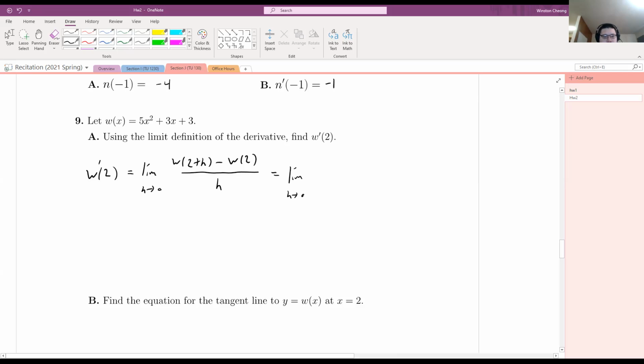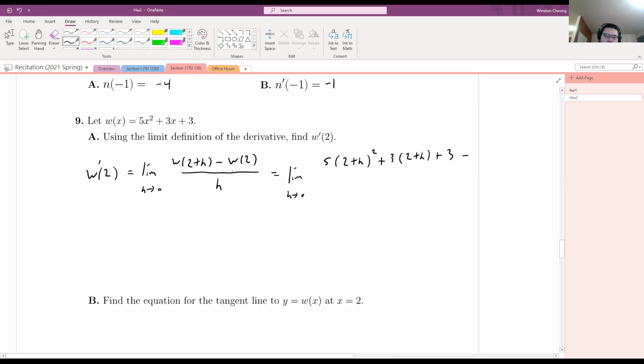Limit as h goes to 0. And we see that, well, we're going to need to square this quantity, and then we're going to need to distribute 2 plus h squared plus 3 times 2 plus h. But otherwise, I'm basically just slotting it in. I'm slotting 2 plus h in for x in this definition.